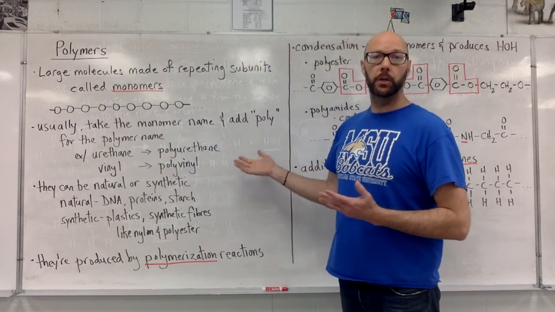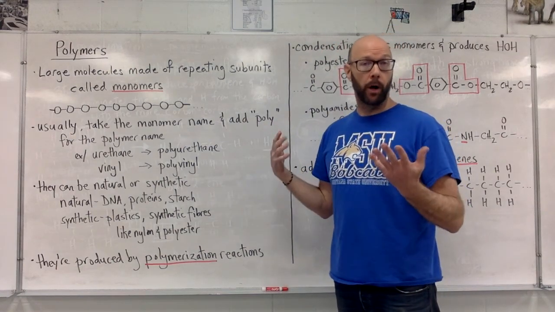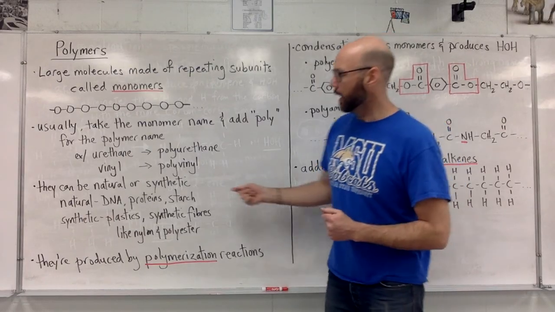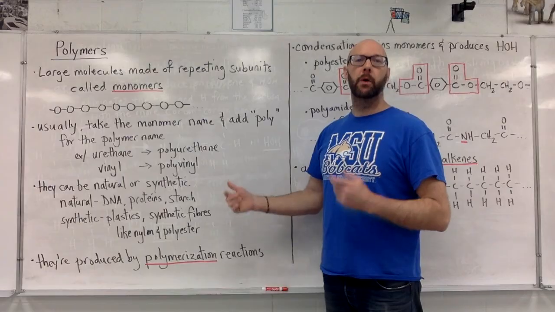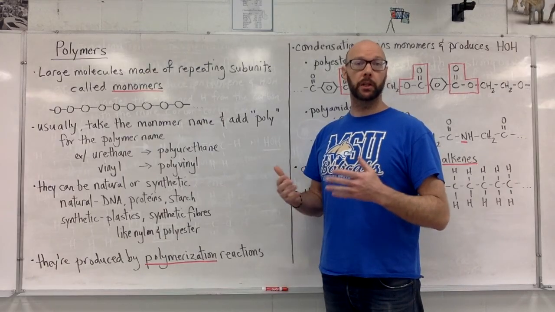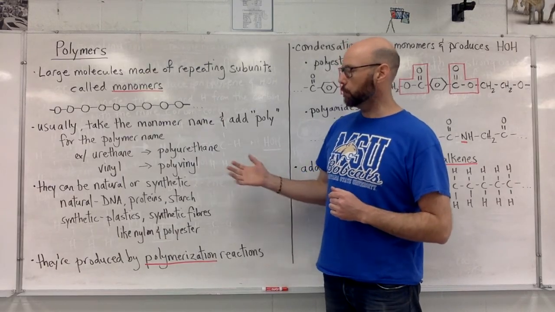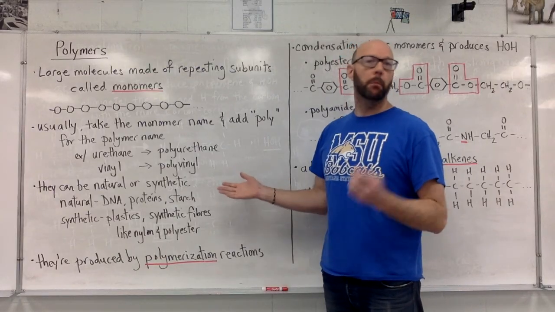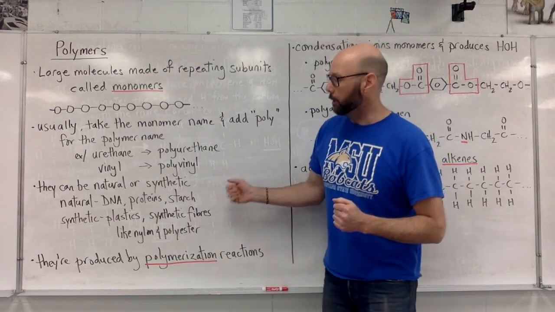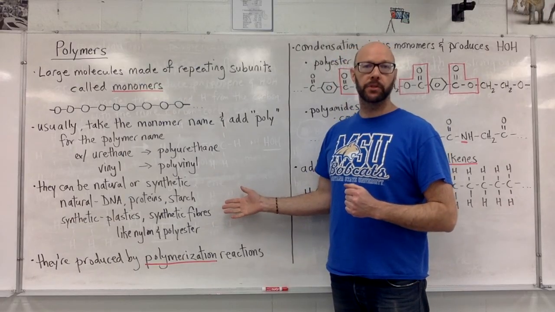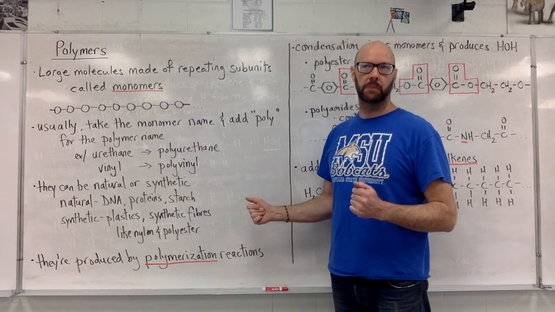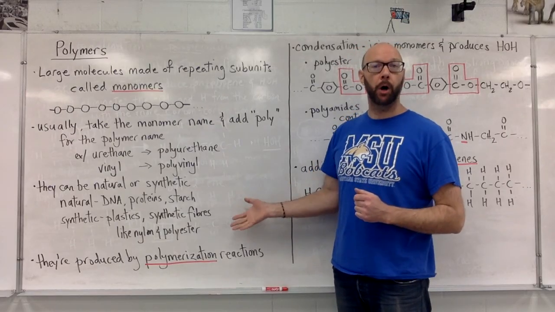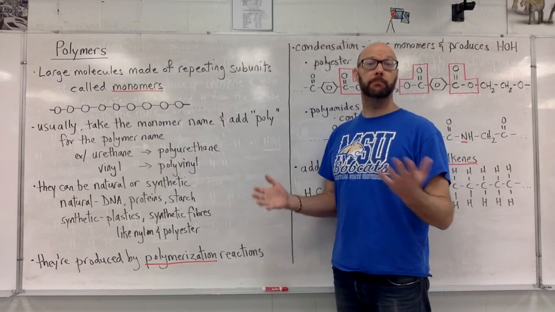These types of molecules can be natural, occurring in our own bodies and in nature, or made by human beings, synthetic. Natural polymers include DNA, which has repeating nucleotide monomers. Proteins have amino acids that repeat over and over again, and starches have monosaccharides. In contrast, synthetic polymers are basically plastics. Also synthetic fibers, such as nylon and polyester. Get it? Polyester.